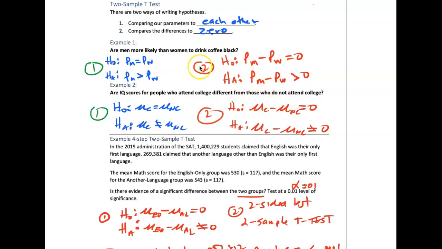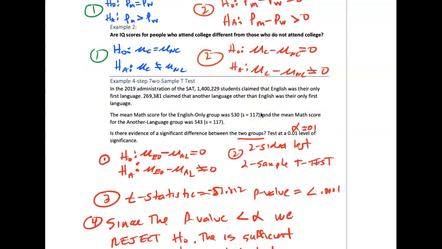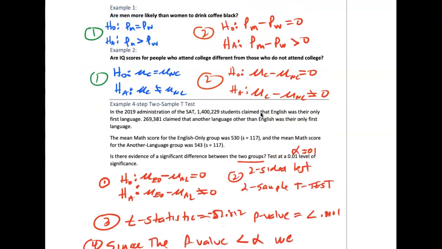So take a pause if you need to and look at that. It's simple algebra where you subtract, move one to the other side and then set it equal to zero. So that's what we're comparing really. If the difference is equal to zero, that means there's no difference.